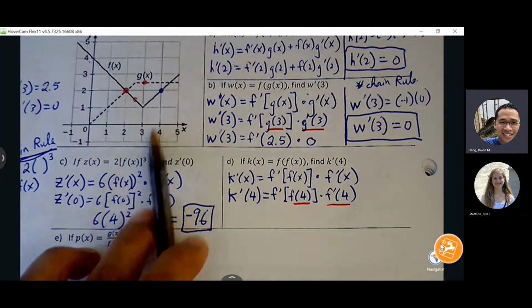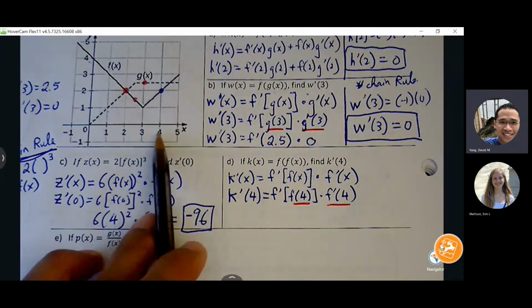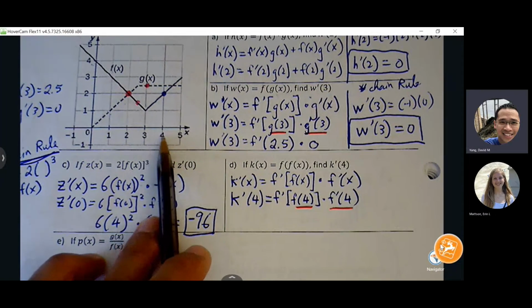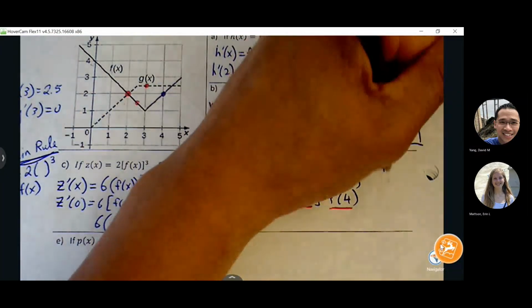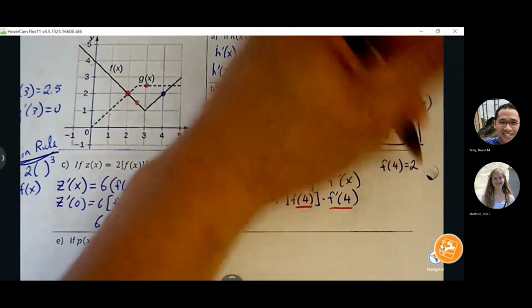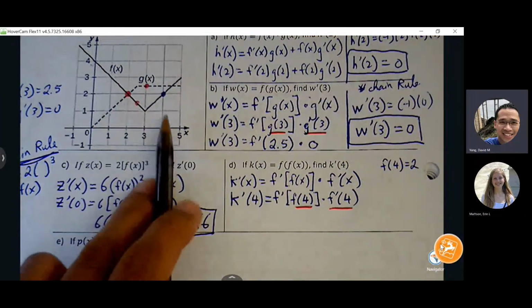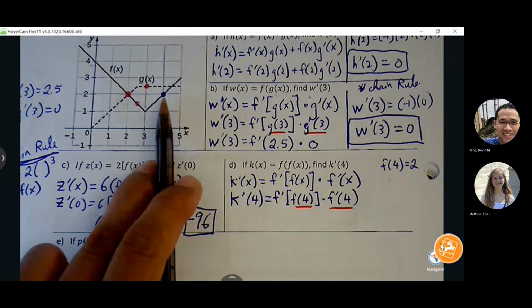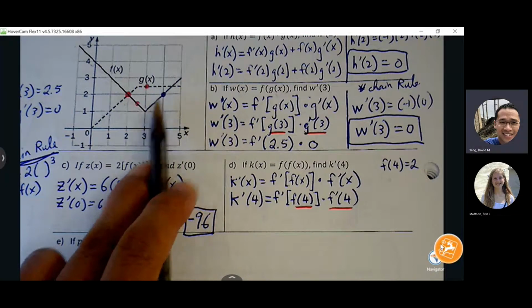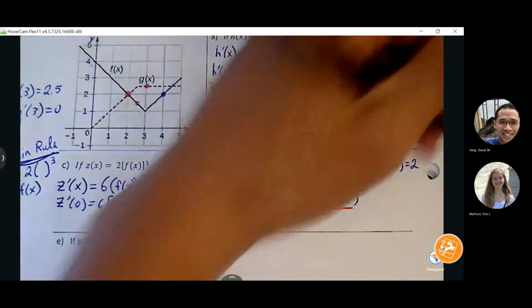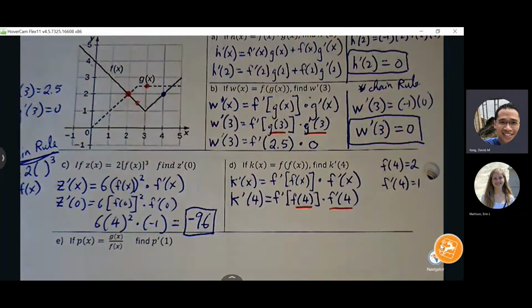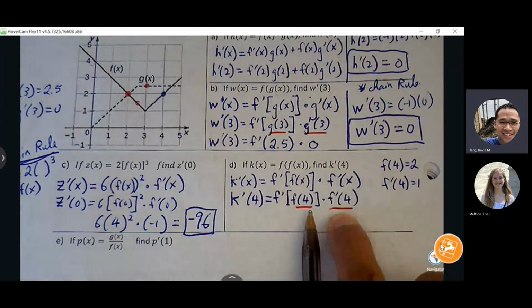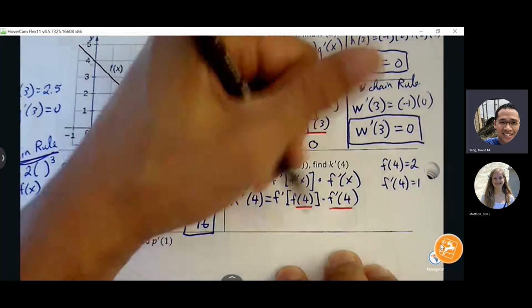So what's f of 4? Oh, my bad, that was g of 4. F of 4 is just 2. Put that to the side. What's f prime of 4? 1. Yep, it's a slope of 1. Okay, we are not at the answer yet, but we're getting closer. Replace what I underlined in red with the value that we found.